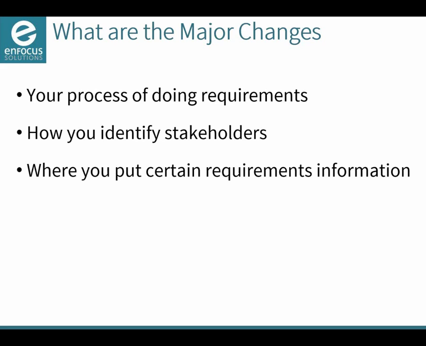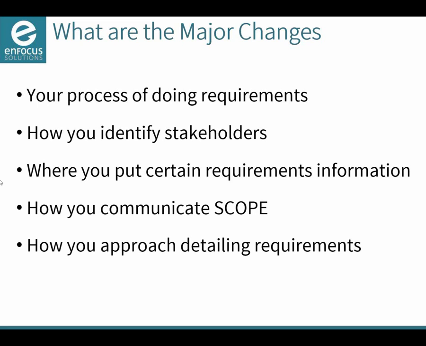The next one is where you put certain requirements information. Many people generate fairly voluminous requirements documents. Well, much of the information in requirements documents is actually business architecture information. It belongs in a different process. So you have to think about where you're going to put and harvest things. And that's shifting. How about how we communicate scope? Because the way you communicate scope is going to shift dramatically. And then the last piece is how you're detailing requirements, or how you approach it.